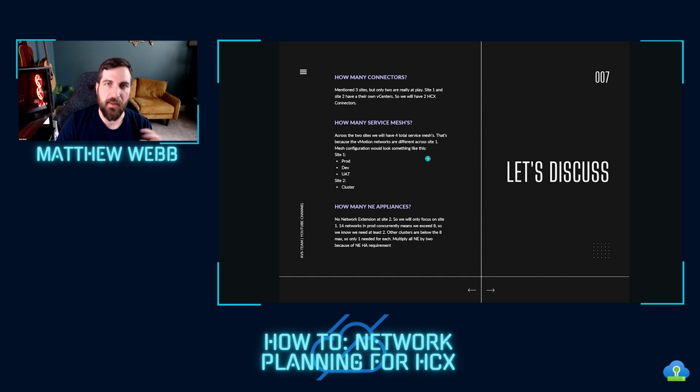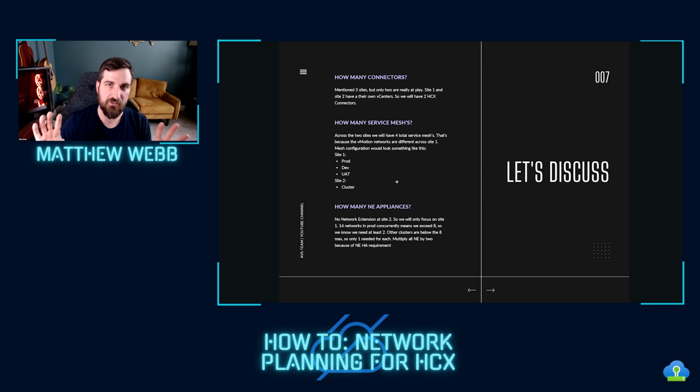How many network extension appliances? So we're taking those maximums, they're coming up to play because we know we have 14 networks concurrently, but the other ones don't necessarily need more than 1. So we know in the first prod cluster, we need at least 2. And then we've got a cluster of dev and UAT, so that's 2 more. So we're going to have a total of 4. But then we know we're using network extension HA to maintain high availability. So now that moves it to 8, right? So we need 8 network extension appliances.